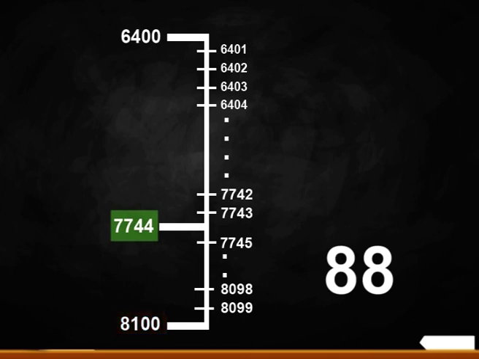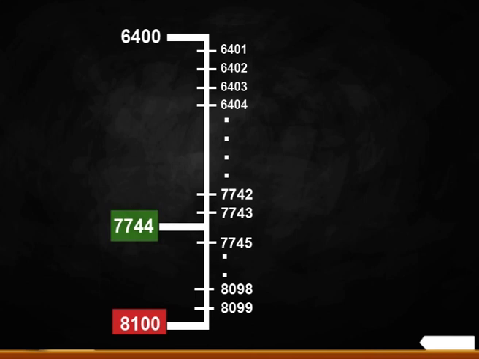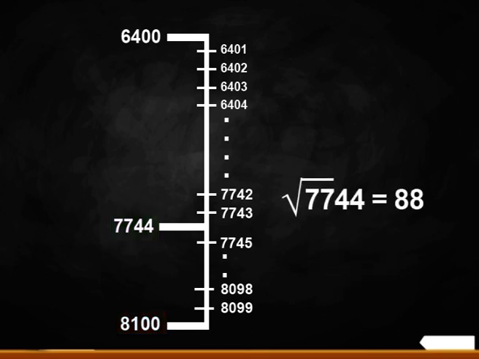As you can easily find out that 7744 is closer to 8100. Therefore, we will take 88 as the answer. Hence, square root of 7744 is 88.